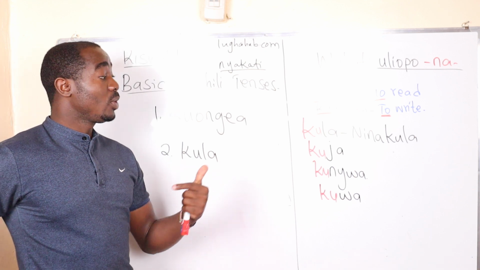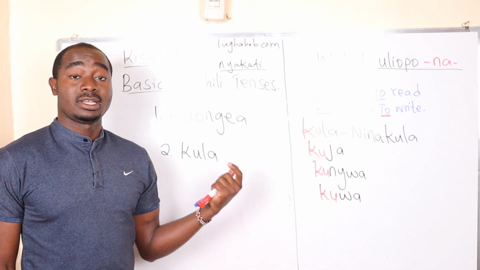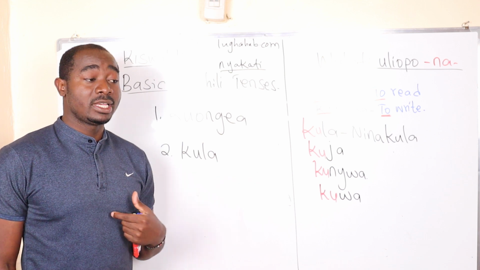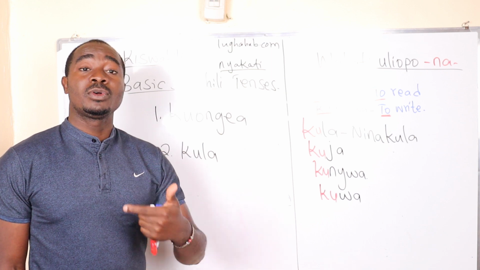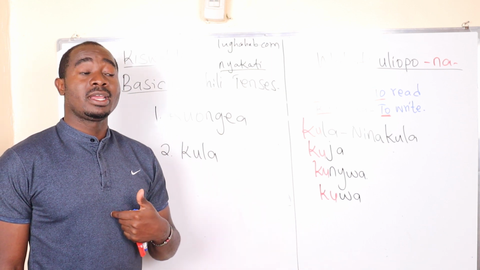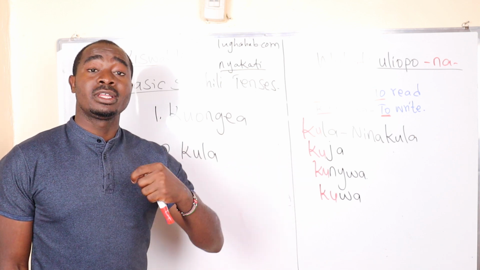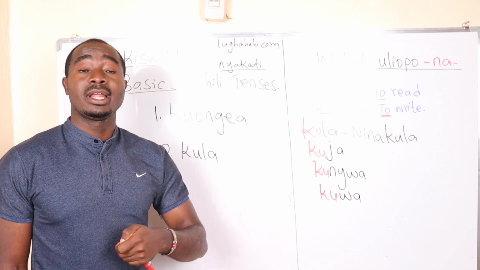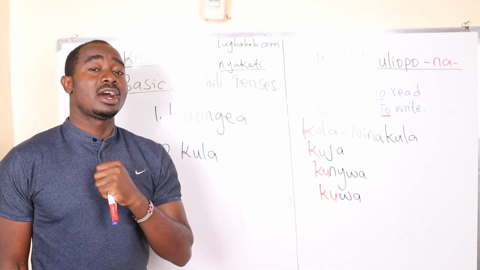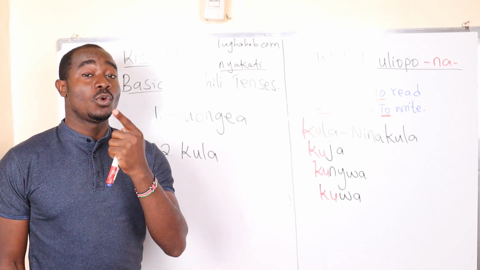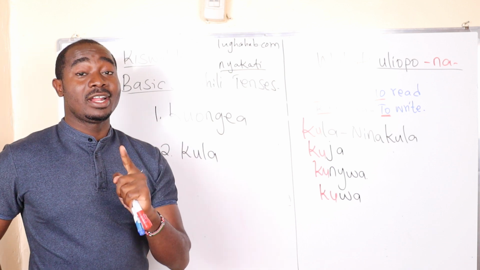In our next lesson, we will learn negating these present tense sentences. If I want to say I am not eating, I am not writing, I am not reading. We will learn the negation and we will also learn asking questions. Are you eating? Are you writing? Unakula? Unaandika?